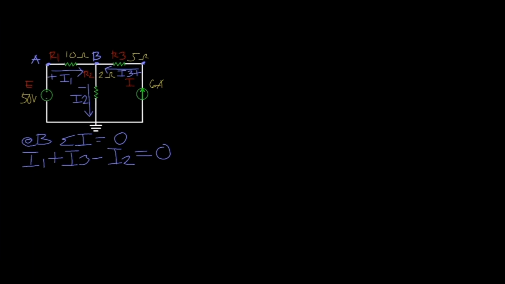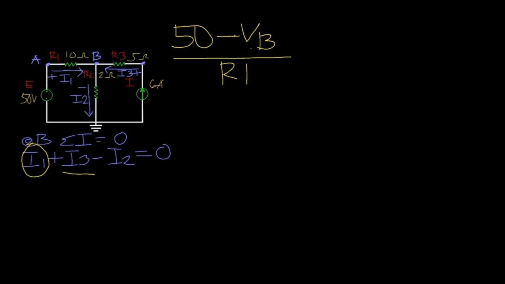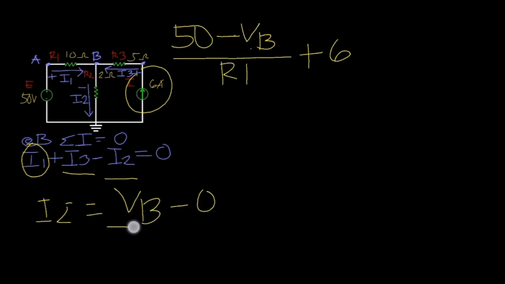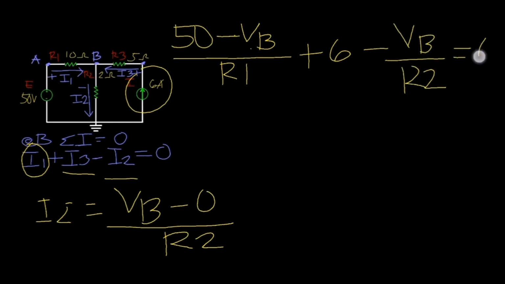Let's proceed. I1 plus I3 minus I2 is equal to 0. So at I1 we already have 50 minus VB all over R1. We go now for I3, but since it is a current source, we already have its value, 6 amperes. We just write it here as plus 6. Let's go now for I2. It is the difference between higher potential VB and lower potential, which is the ground. So I2 is equal to VB minus 0 over R2. We already know that the potential at ground is equal to 0, that's why we write VB minus 0, or simply VB over R2. Our equation will be like this: 50 minus VB all over R1, plus 6, minus VB over R2 equal to 0.